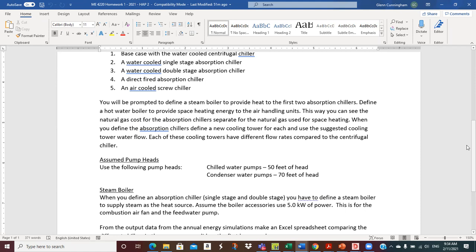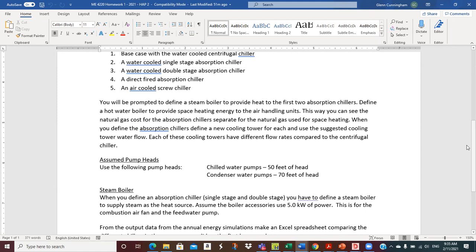And the reason I set it up that way was so that you could see the difference, because in the reports, you can see the energy for the steam boiler. Well, that'll be the energy to drive the absorption. And then you have the energy of the hot water boiler, and that was to provide the space heat. So defining those 2 different types of boilers lets you see what those absorption chillers are actually requiring in terms of a natural gas input to create the steam that it takes to drive the chiller.